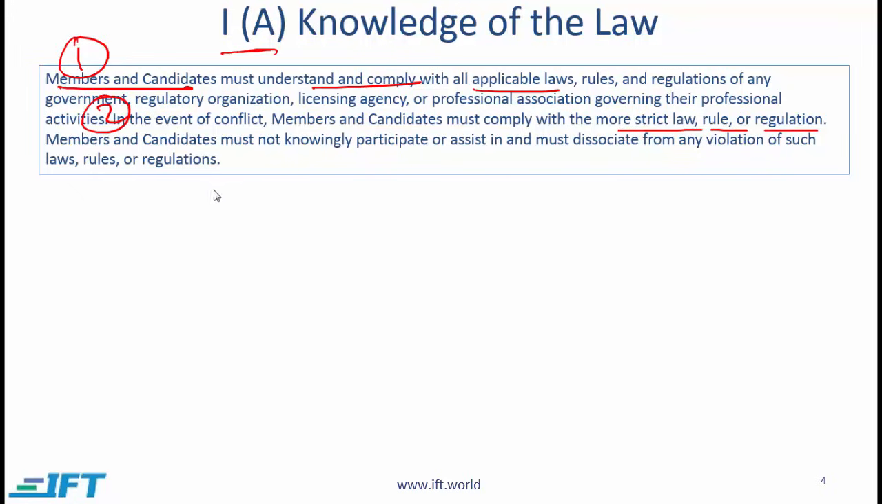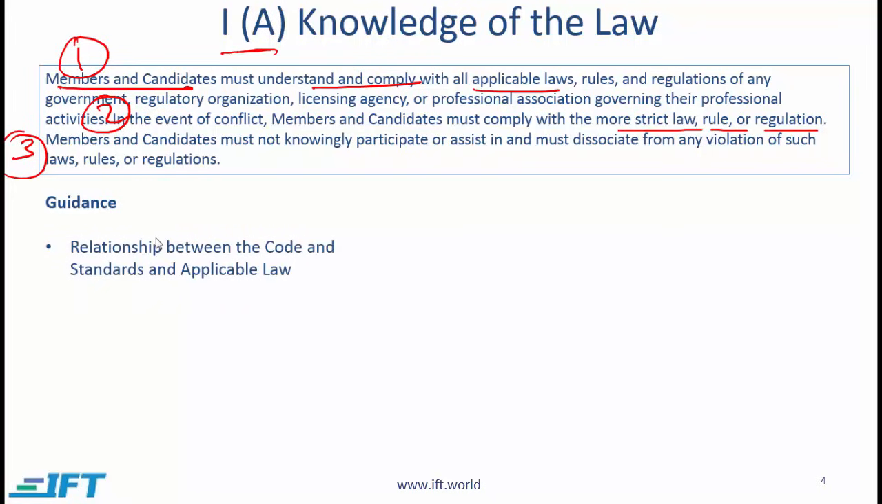That's this point over here. And then the third is that you must not knowingly participate or assist in, and you must disassociate from any violation of such laws, rules, or regulations. All right, now what I will do is take the guidance segment in the curriculum and highlight the most important points. The first one has to do with the relationship between the code and standards.